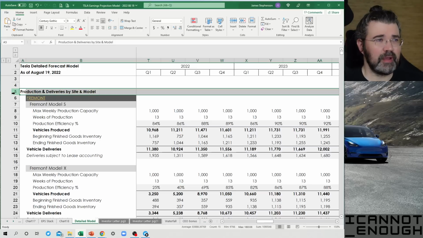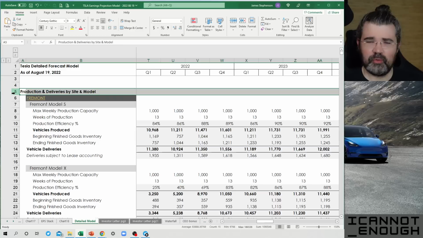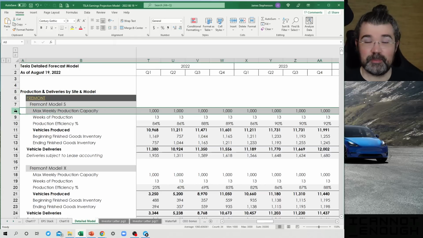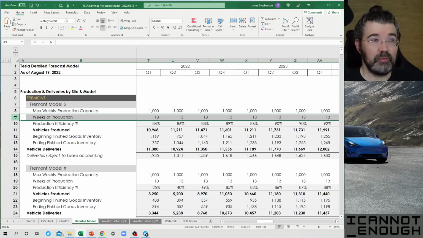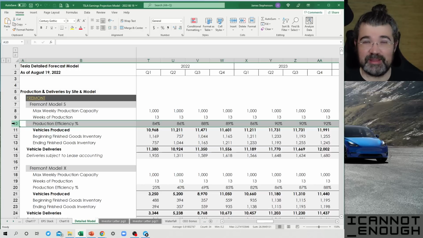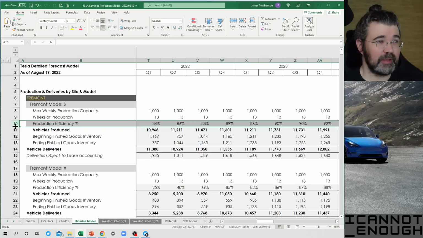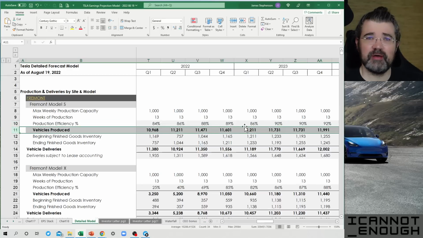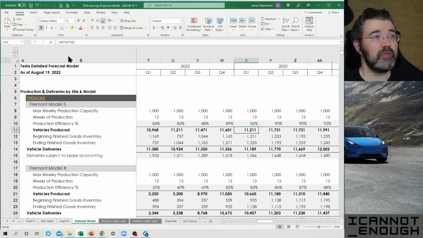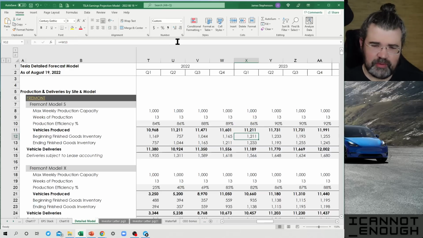Well, as long as the orders exceed Tesla's ability to produce, that question can be answered with just, okay, what's the design capacity for each model at each factory? How many weeks were they producing cars? And at what production efficiency rate are we guessing? That's how you make a forecast. So the vehicles produced number here is just A times B times C, right? Or in this case, X8 times X9 times X10. That's how you get to the number of vehicles produced.